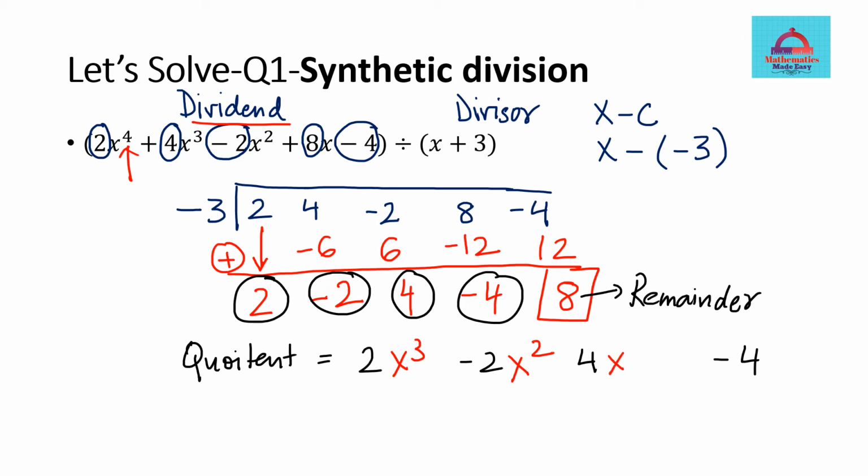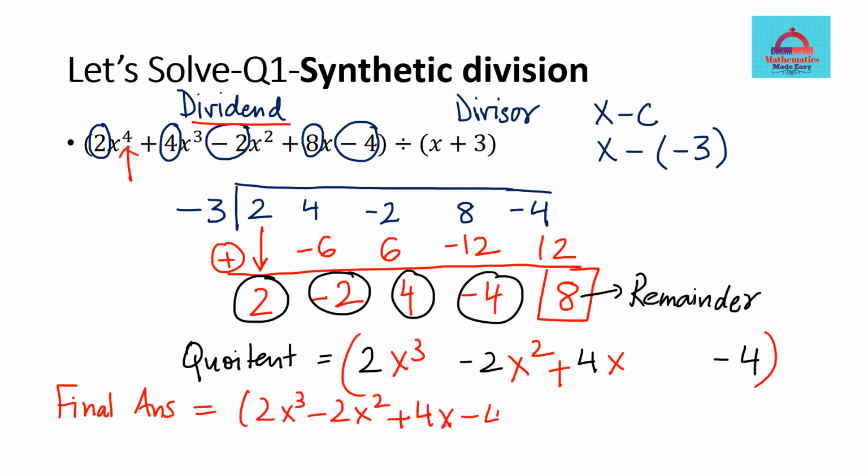So put the symbol 2x cube. Negative sign is there, don't miss that. Negative 2x square plus 4x and then negative 4. So this is your quotient. You've got your quotient, you've got your remainder. Now we can write the final answer by the division algorithm. The final answer is equal to the quotient 2x cube minus 2x square plus 4x minus 4 plus your remainder, which is 8, divided by your divisor, which is x plus 3. So this is your complete solution.